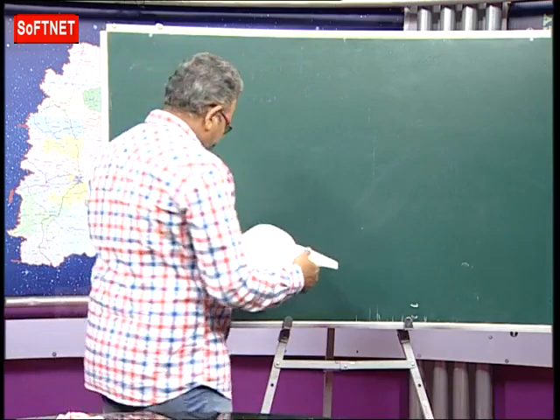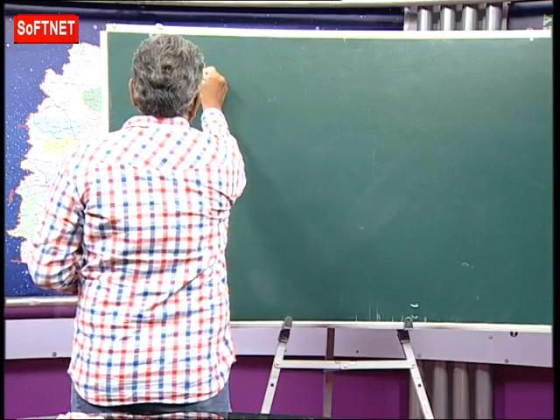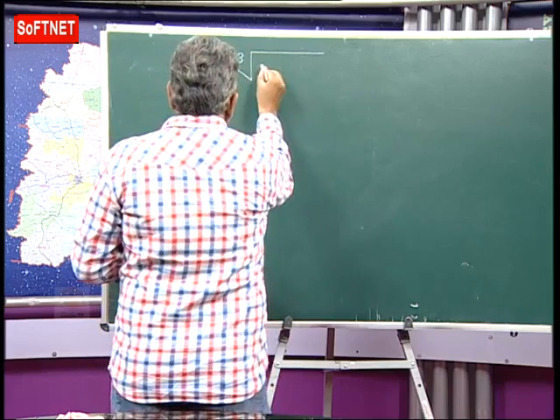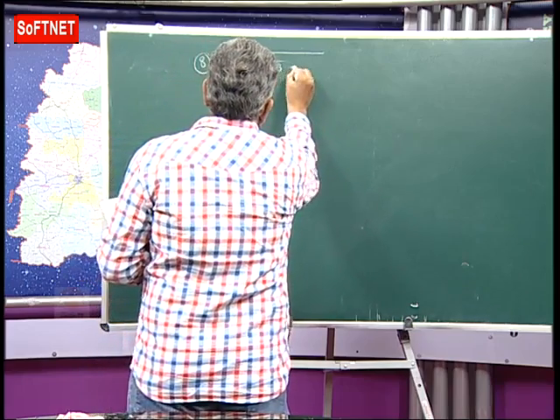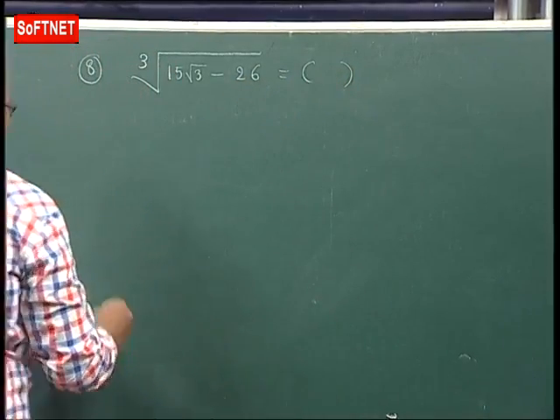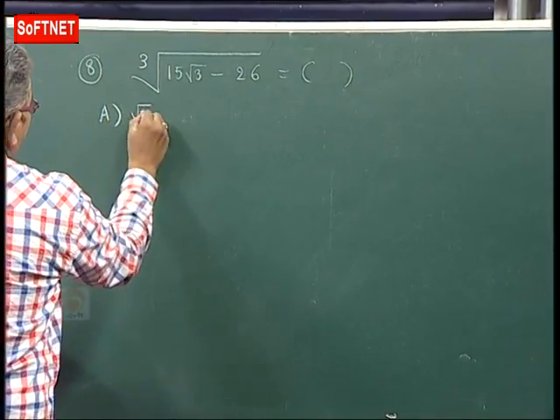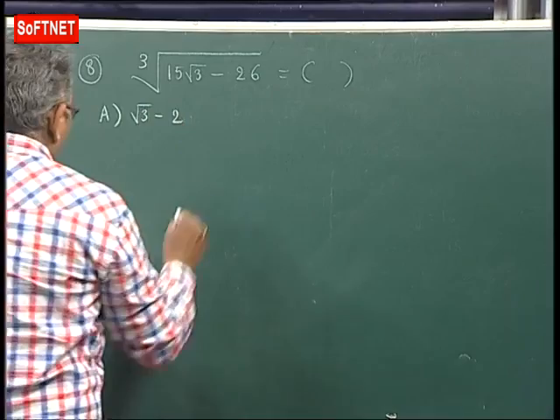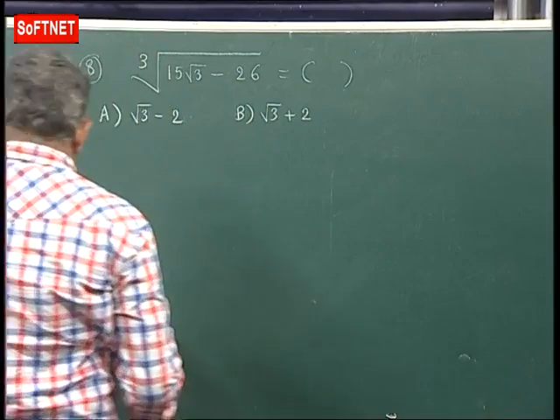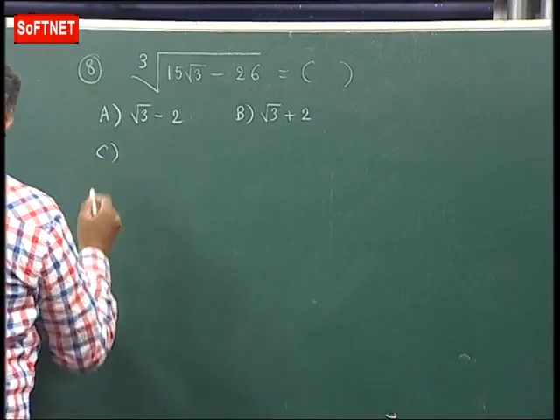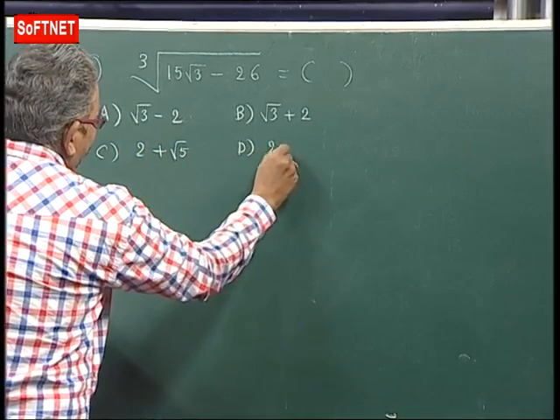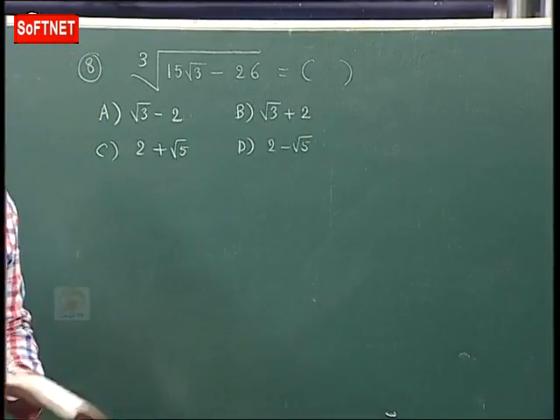Okay, next problem. Cube root of 15 root 3 minus 26. A: root 3 minus 2, B: root 3 plus 2, C: 2 plus root 5, D: 2 minus root 5. Okay.